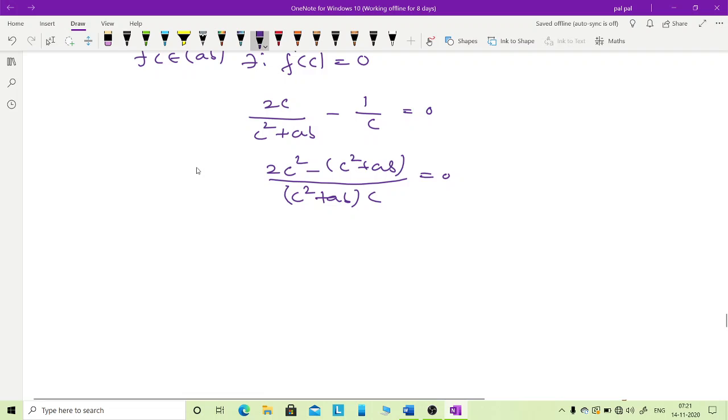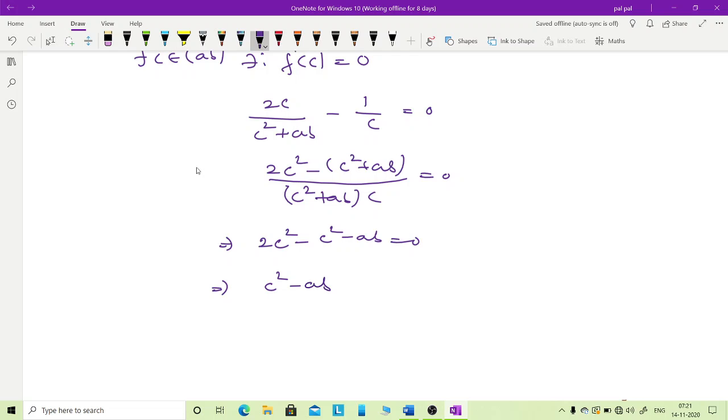Which implies that 2C square minus C square minus ab is equal to 0. When we cross multiply, the denominator becomes 0. So which implies that 2C square minus C square, that is C square, minus ab is equal to 0. Which implies that C square is equal to ab. Which implies that C is equal to plus or minus root of ab.